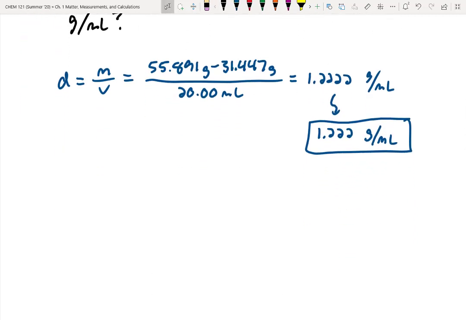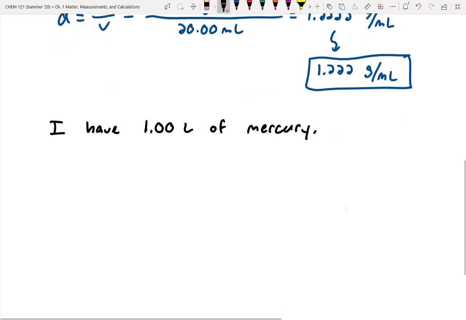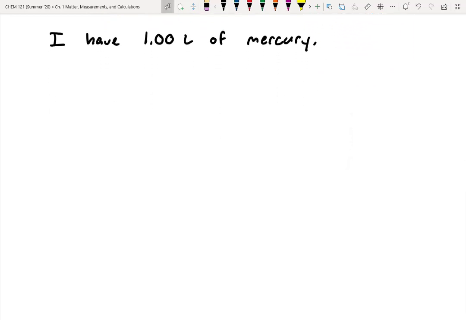So let's consider this one. Let's say we have 1.00 liters of mercury. Mercury is a really cool metal. It's a liquid metal. So if you've ever seen Terminator 2, it kind of looks like that. It's this shiny liquid metal that flows around. So I have 1 liter of mercury.